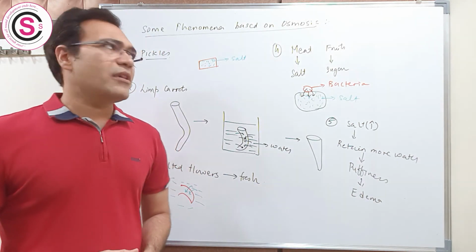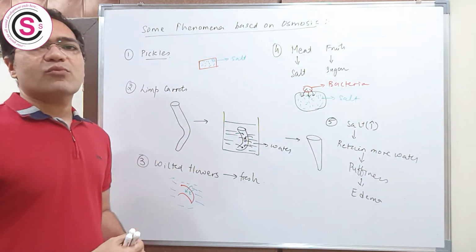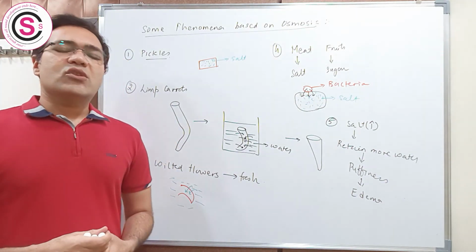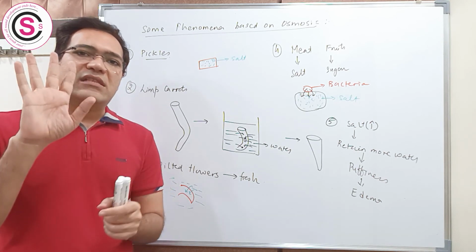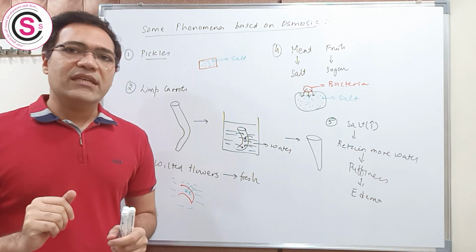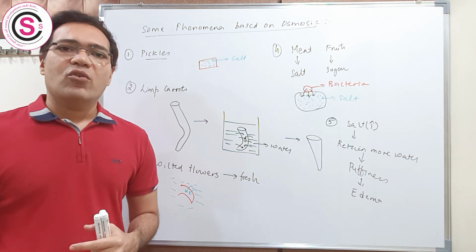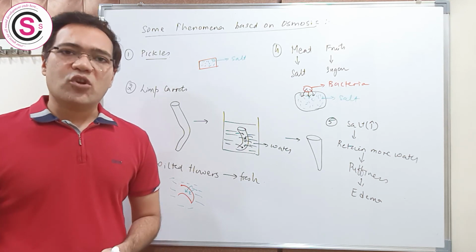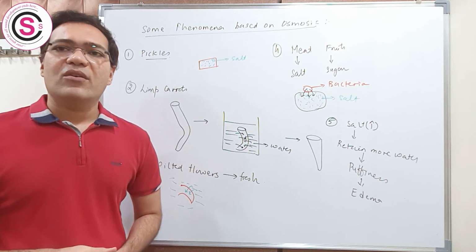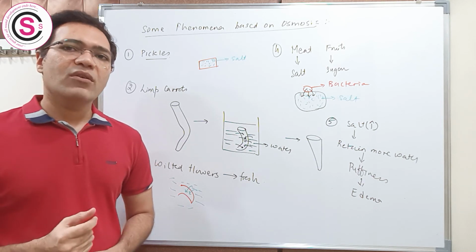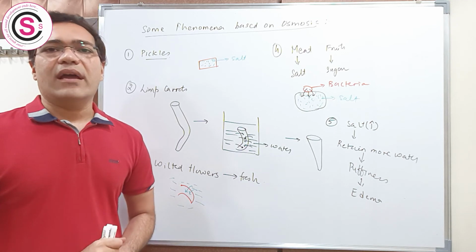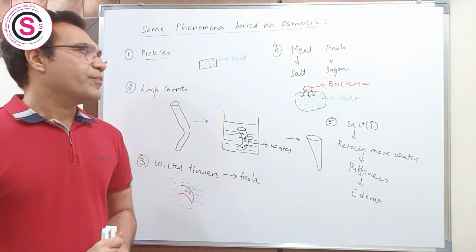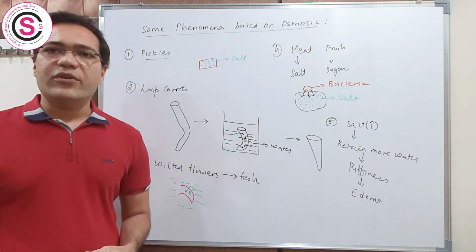So many other examples of phenomena that can be explained by osmosis can be given. See students, when you come out of the swimming pool, you find wrinkles on your fingertips. That also can be explained by osmosis. Opening and closing of stomata can be explained by osmosis. So many natural phenomena occur by osmosis. Okay, hope you have understood today's video lecture.